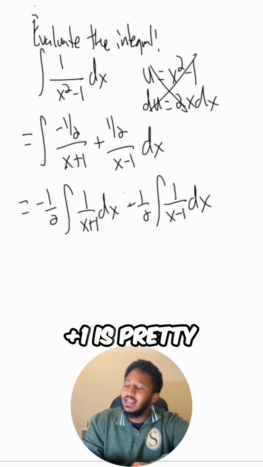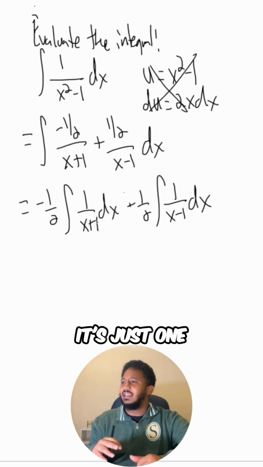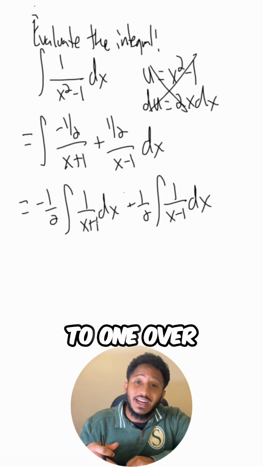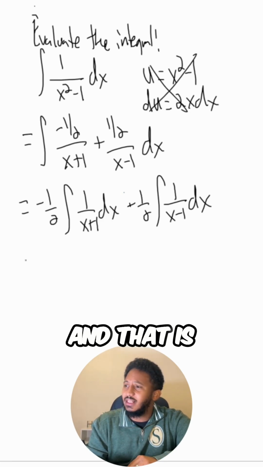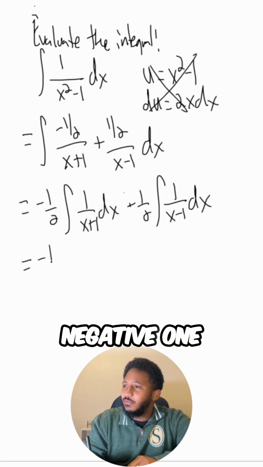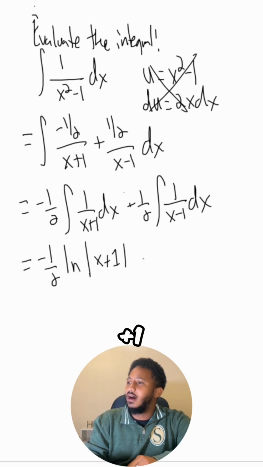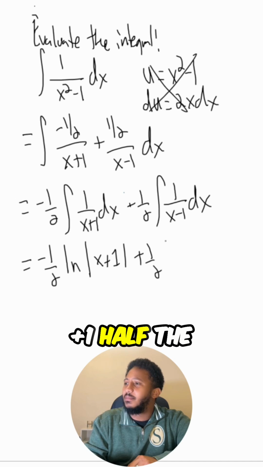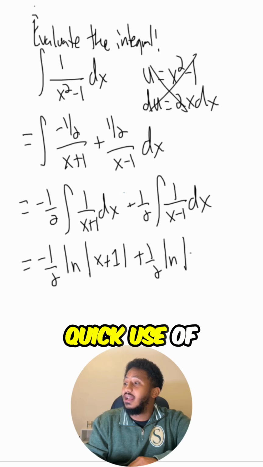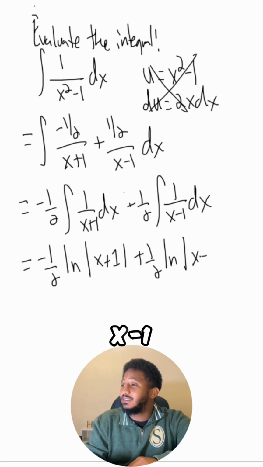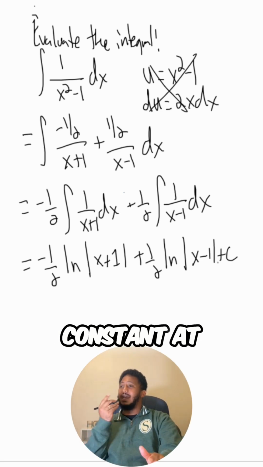And 1 over x plus 1 is pretty easy because that's just what we call a quick u-sub, right? You don't have to write the u-sub part. It's just 1 over x plus 1 is similar to 1 over x, which is ln of the absolute value of x. So we get negative 1/2 times the ln of the absolute value of x plus 1, plus 1/2 the ln of the absolute value of x minus 1, again a quick u-sub. And once we're done integrating, we need to put that plus c, that constant, at the end, okay?